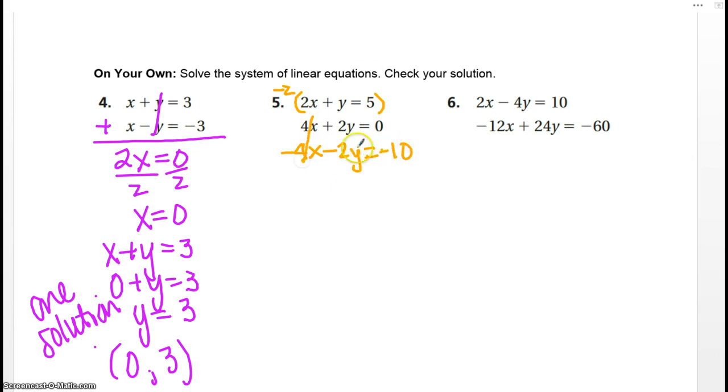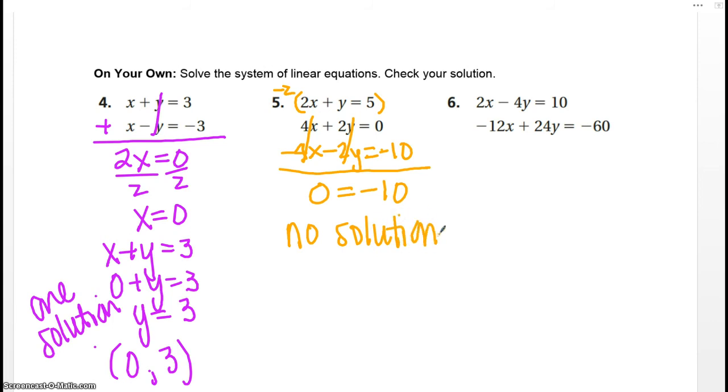My 4x's eliminate. My 2y's also eliminate. Alright, that doesn't happen all the time, and I'm left with 0 equals negative 10. And you got to ask yourself, does 0 equal negative 10? And no, it does not. So this would be no solution.